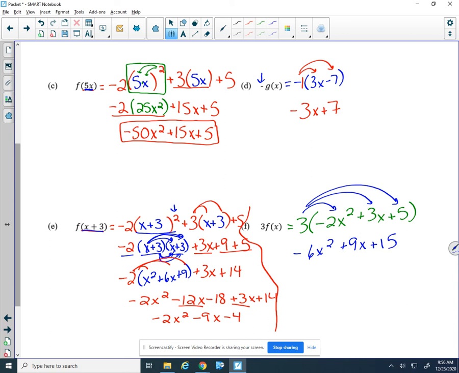So none of this is new. This is just basic Algebra 1 stuff with simplifying. But now you're thinking of function notation as doing the things that you thought just happened with basic simplifying with variables and things like that.